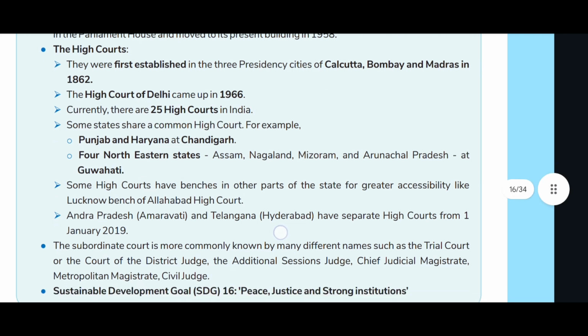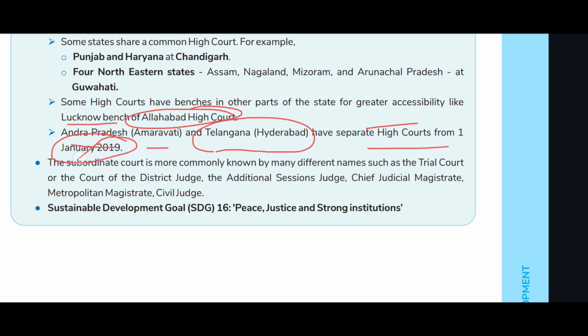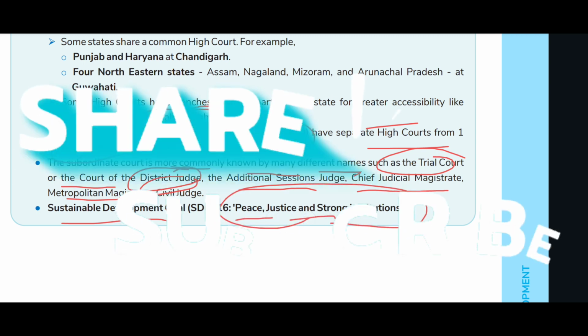Some high courts have benches in other parts of the state for greater accessibility, like the Lucknow bench of Allahabad High Court. Andhra Pradesh at Amravati and Telangana at Hyderabad have separate high courts from 1st January 2019. The subordinate court is more commonly known by many different names such as trial court or the court of district judge, the additional session judge, chief judicial magistrate, metropolitan magistrate, civil judge. Sustainable Development Goal 16 includes peace, justice and strong institutions.